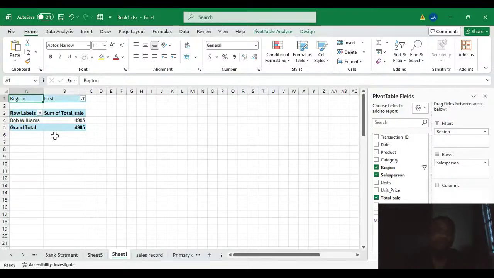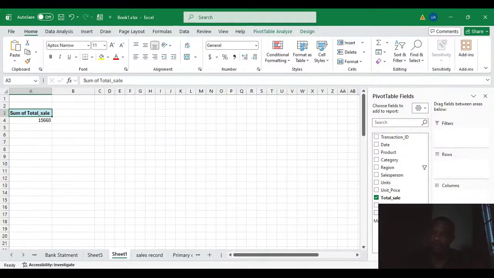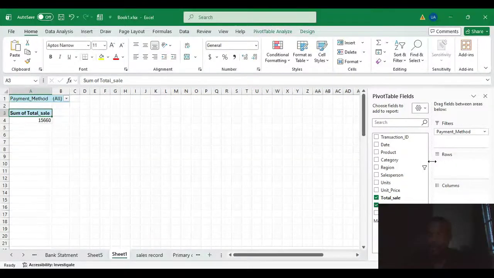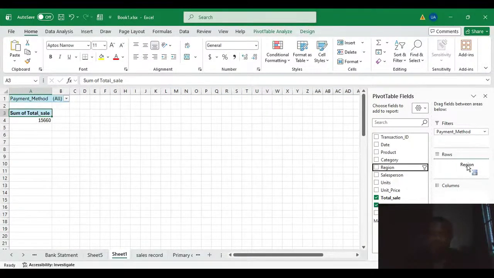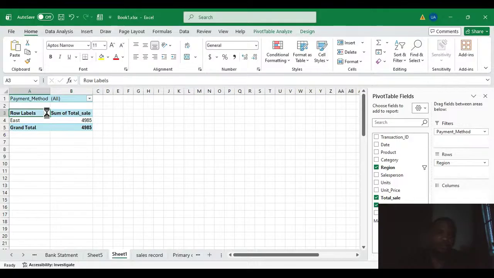But to me, I think we can do more to this because this actually is not giving me what I'm looking for specifically. Now, I can also decide to do other things. I can also decide to know what payment method is used in what region. I want to know what payment method is used mostly in those regions. So I'll remove this. I'll remove this. Then I'm going to bring payment method to this area here. And then I'm going to bring my region to the row here. So I'll remove this filter I have here too.